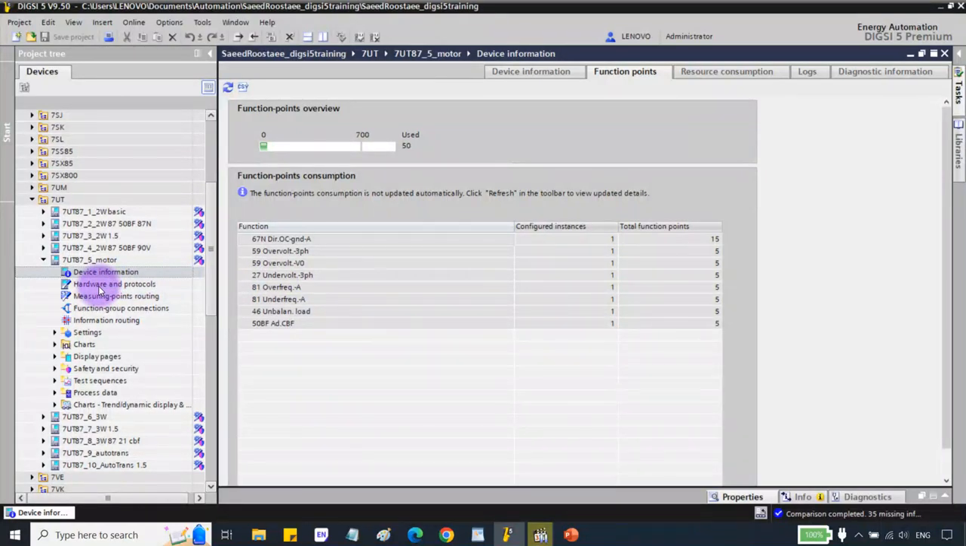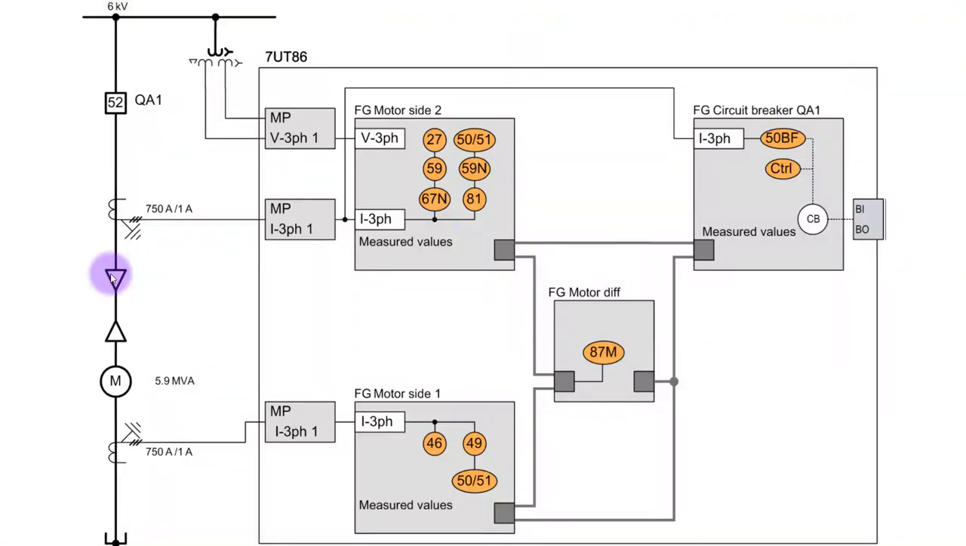Okay, now let's see the configuration, how to configure this relay, the structure of the relay for the motor protection. Here we can see the 6 kV feeder and breaker, CT, and also motor and CT in the neutral side. As you can see, 2 CTs, the same ratio, and 3 phase. We have to connect to the relay with these 2 measuring points.